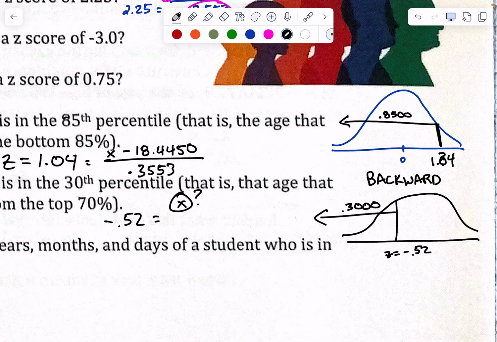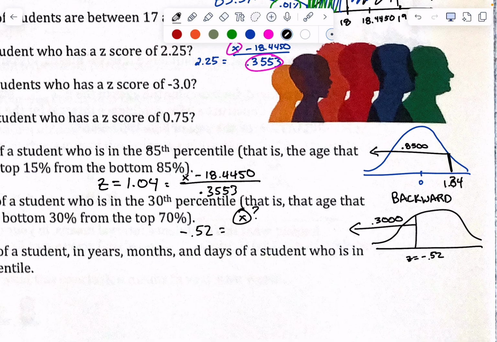How do we get from the 85th percentile to 1.04? 85th percentile means 85% are lower than you. So you're looking for whatever's closest to 0.85 on the positive side. We don't care about 0.8508. We care about the 1.04, and that is the z-score. Then x is 18.44 plus that times the standard deviation.